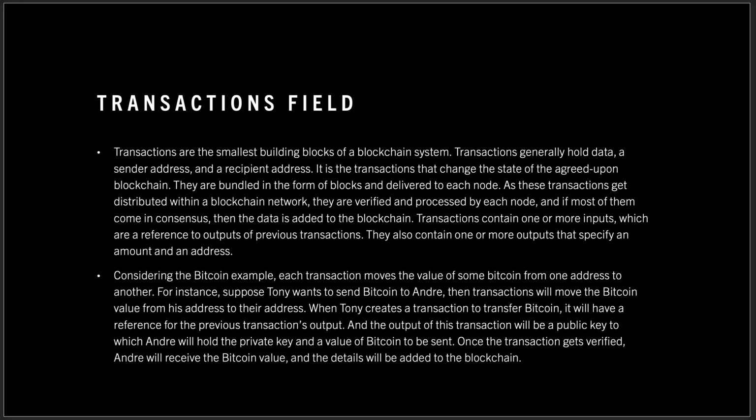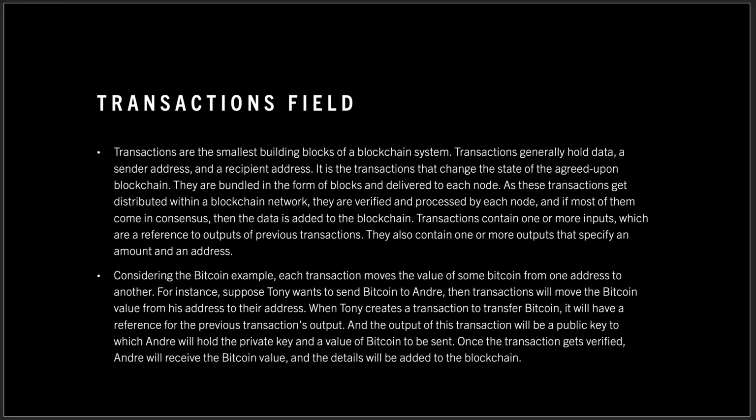Each one of those transactions has a transaction fee. So when you put this into the blockchain, that's essentially what you're doing. You're adding to that ledger, and then that validates that Tony sent money to Andre. Right, so I like that idea when we get into our example down here, that each transaction involves the value of some Bitcoin moving from one address to another.